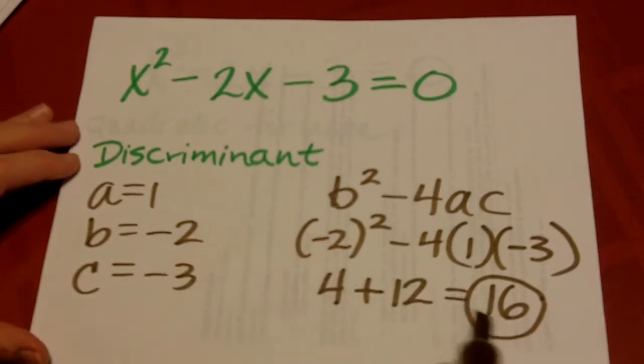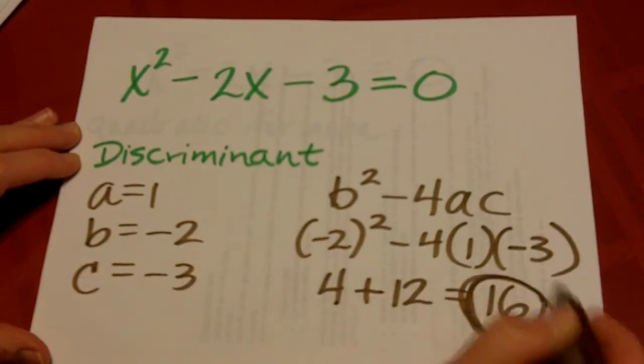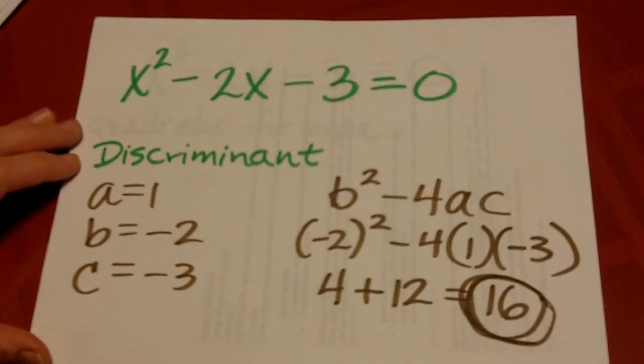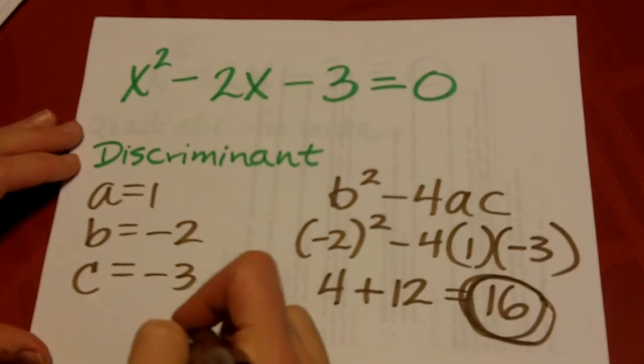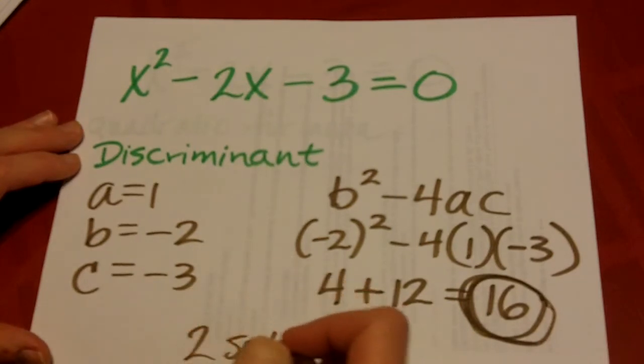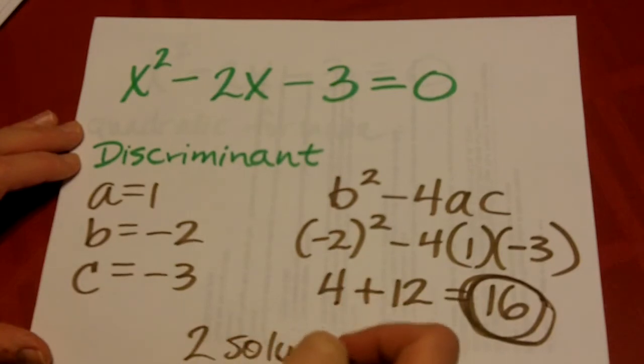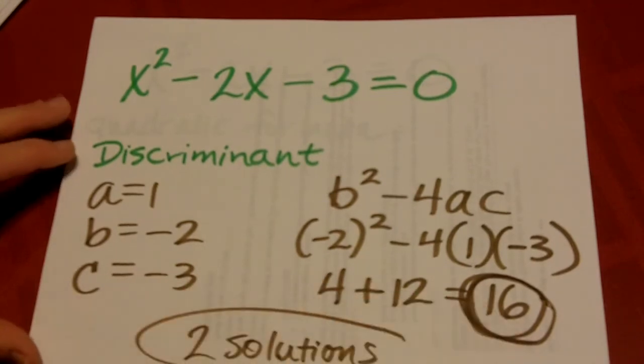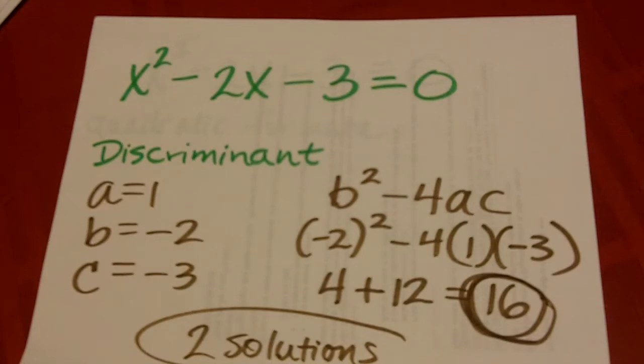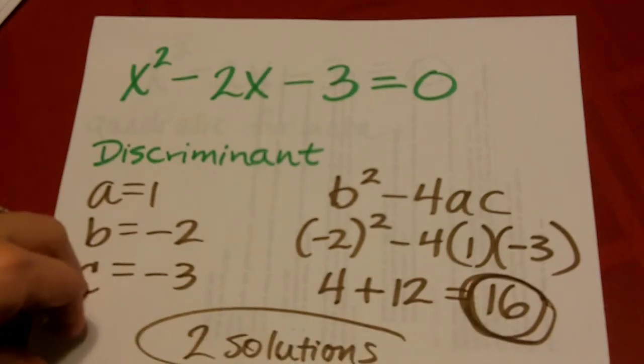If the discriminant gives us a positive number such as 16, then we get two solutions for x. That's all the discriminant tells us. It tells us how many solutions we're going to find for x.